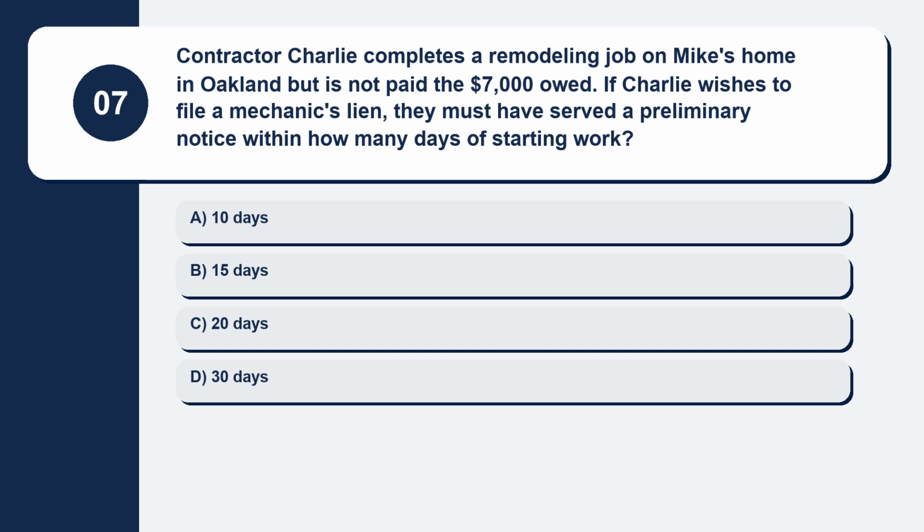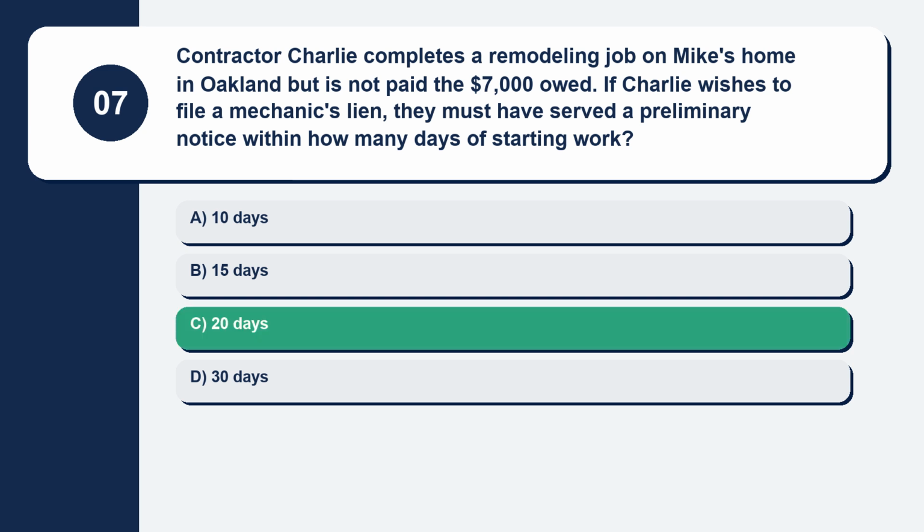Question 7. Contractor Charlie completes a remodeling job on Mike's home in Oakland but is not paid the $7,000 owed. If Charlie wishes to file a mechanic's lien, they must have served a preliminary notice within how many days of starting work? Here are your options. Option A, 10 days. Option B, 15 days. Option C, 20 days. Option D, 30 days. The correct answer is option C, 20 days.